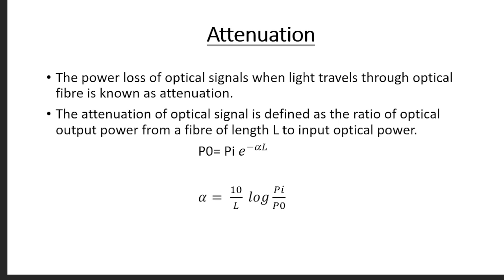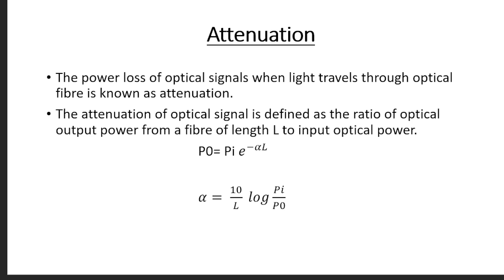So what is attenuation? Attenuation is nothing but the losses in the signal. Briefly, it can be described as the power loss of an optical signal when the light ray travels through the optical fiber. That means when light travels in an optical fiber, there may be some losses of optical signal. This is known as attenuation.